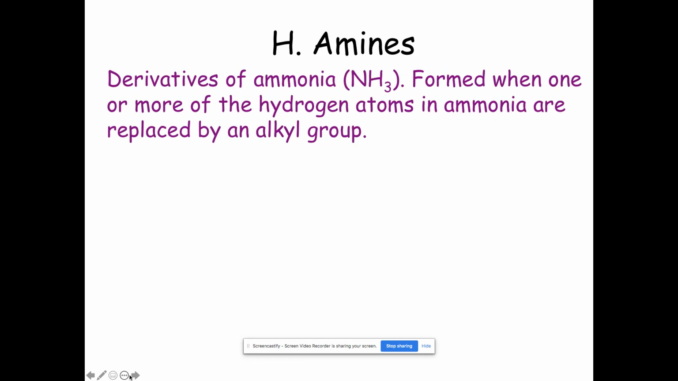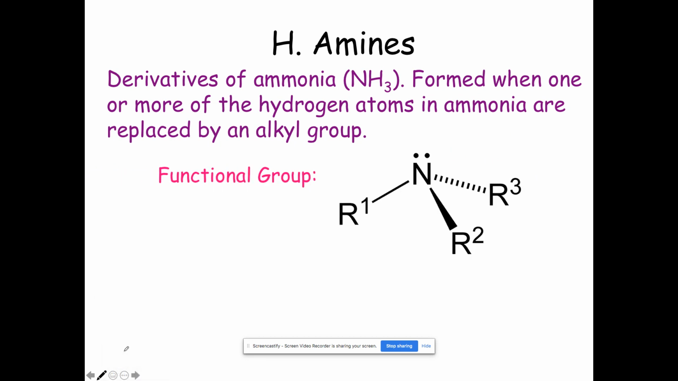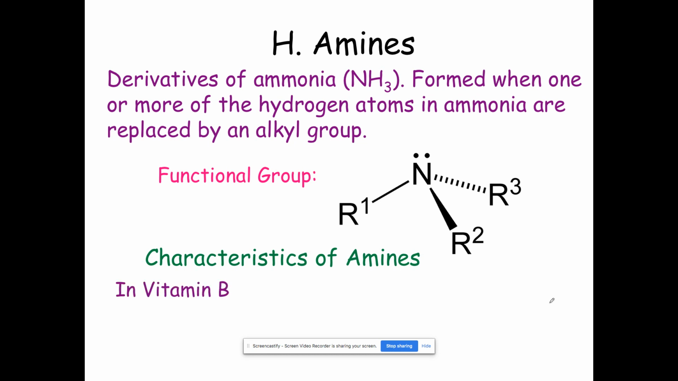Amines. These come from ammonia. So remember, ammonia is NH3. Instead of these being H's, we're going to take one of the H's off and put on some carbon groups. So let's get rid of that. Erase pen. Ooh, take a look at this. I love how the lone pair repulses these 3 R groups away. Amines are found in vitamin B, hormones, dyes, anesthetics.